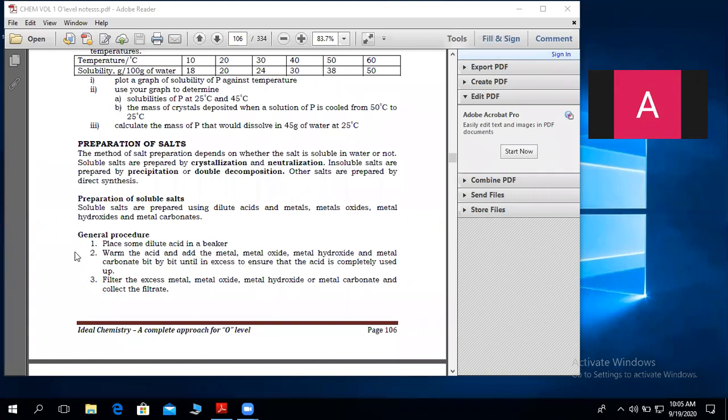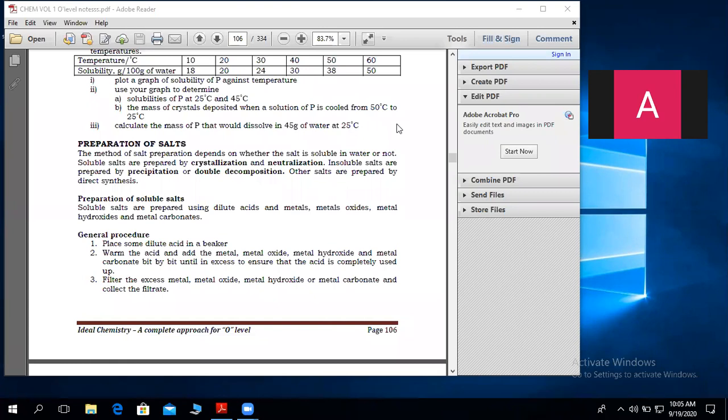So we are still on preparation of salts. I introduced something and I want to take you through it again. The most important thing you need to know before you prepare a salt is whether the salt is soluble in water or insoluble. That is very important. Don't start out of the blue and think you can prepare just anyhow.